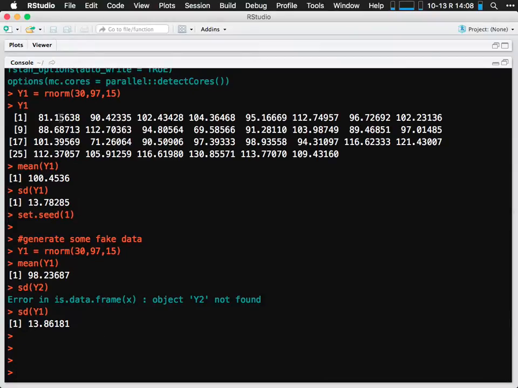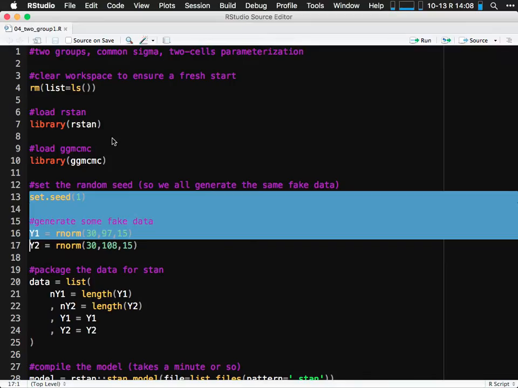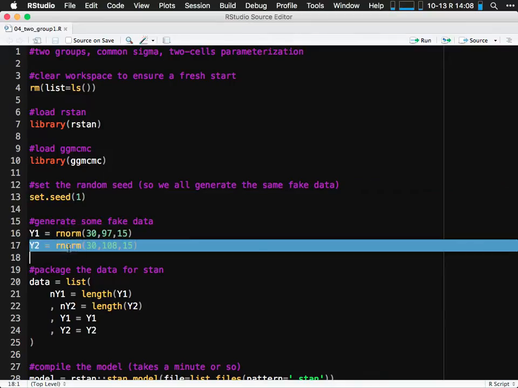Okay, so we asked for 30 samples from a population whose true mean is 97. The mean of our sample is 98, and the standard deviation of our sample is 13.8-ish. So, again, samples will deviate a little bit from their population values. We'll do the same thing for another group whose true mean is 108.